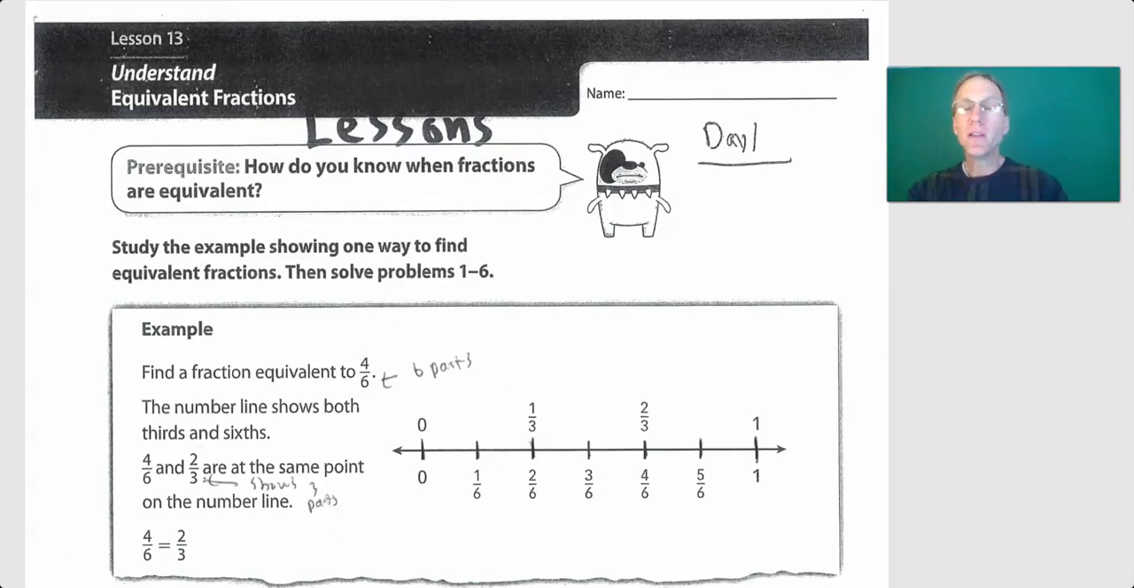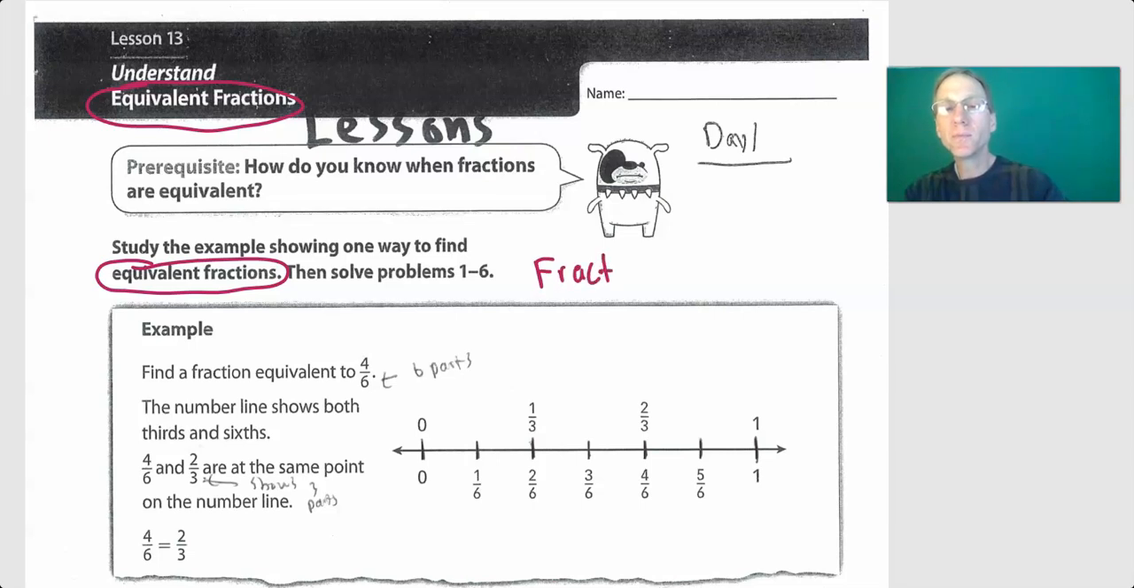So in this part, it is all about this thing called equivalent fractions up here. Equivalent fractions. In other words, fractions that are equal. That's what it means. Fractions that equal each other.